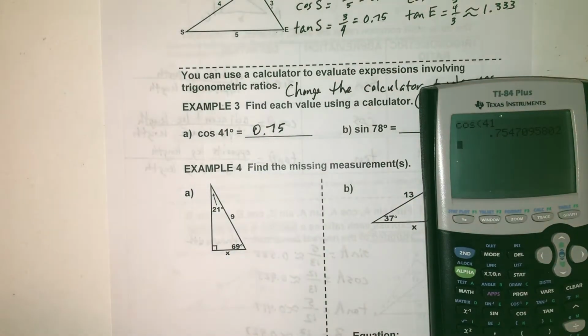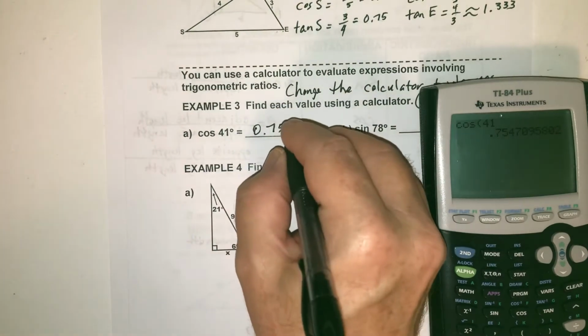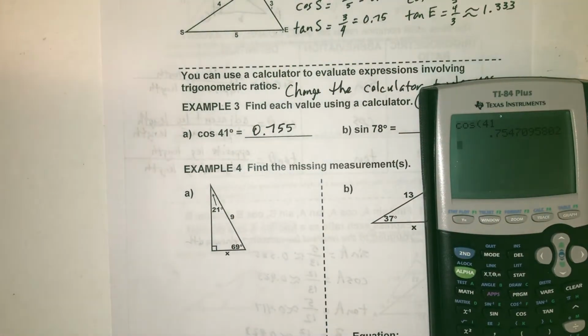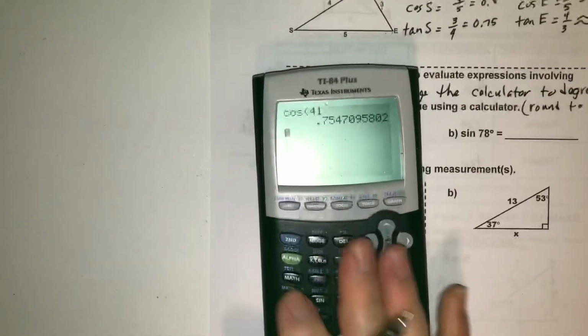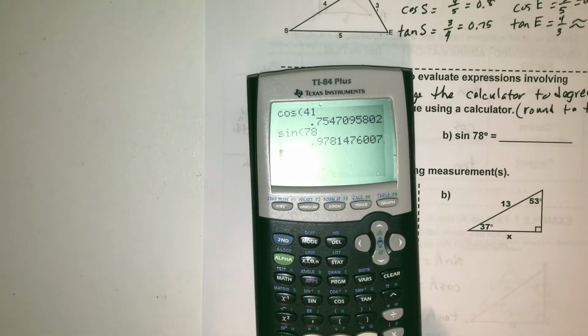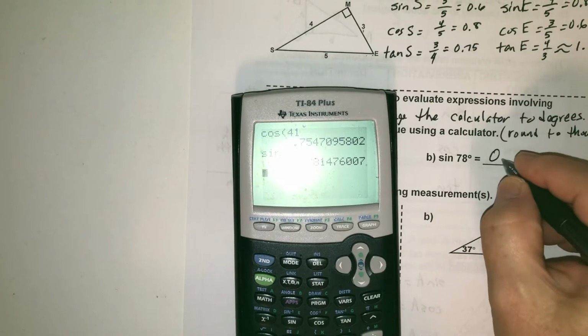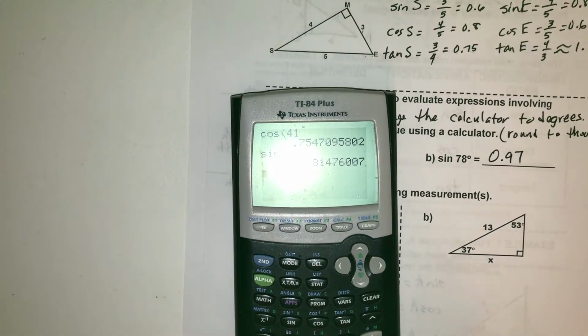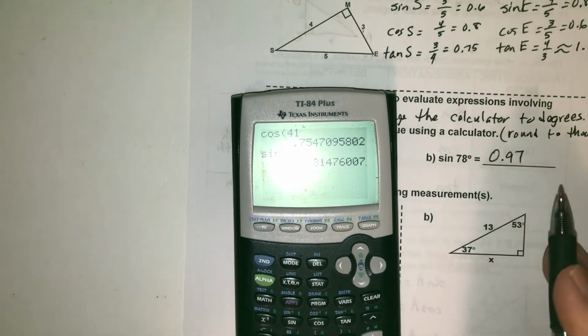Is that going to be a 4? Nope, because the next digit after that 4 is one of your 5 highest, so it's going to go to a 5. Okay, next let's type in the sine of 78 degrees. All right, that would be 0.97. Is that next number going to stay at 8, or is it going to go to a 9?